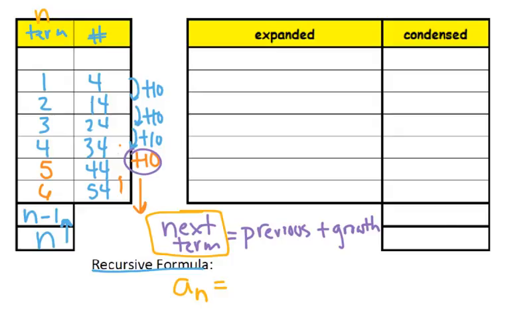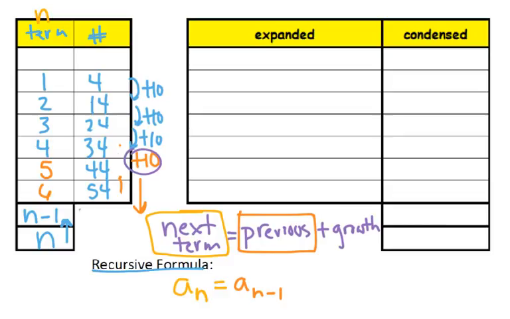We're subtracting 1 from n. If n were 8, the previous one would be 7, which is 8 minus 1. If it were 800, the previous would be 799. Okay? So that previous term is what we call a sub n minus 1, because we're working backwards to figure this out.